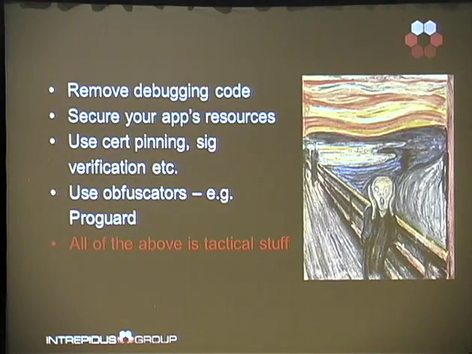All right, so here are some technical suggestions. Remove debugging code, secure your app's resources, meaning make sure that your file permissions are set properly. You can use certificate pinning. Definitely use obfuscators. Make sure that you use ProGuard. It's free. Android lets you use that for everything that you write. It also strips unused code, which is a good idea anyway.